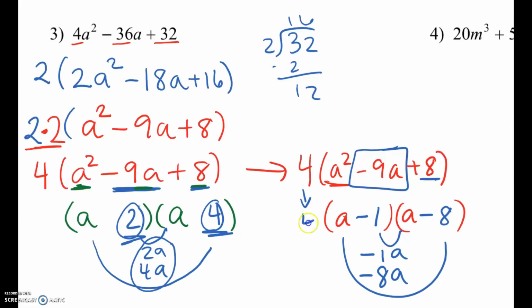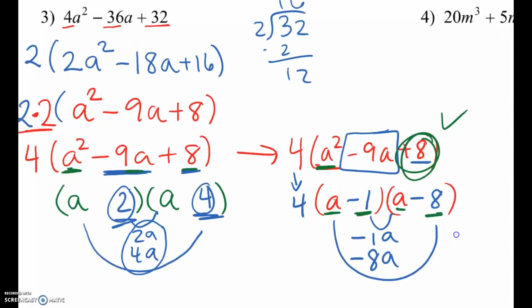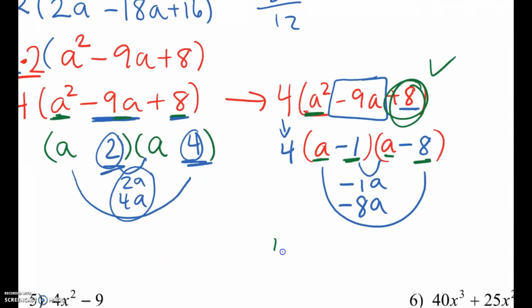Bring down that 4 that we factored out at the beginning. And then make sure you check your signs. So I have a negative 1 and a negative 8 multiply to a positive 8. That's good. And a times a does give me positive a squared. So my final answer here is 4 times a minus 1 times a minus 8.